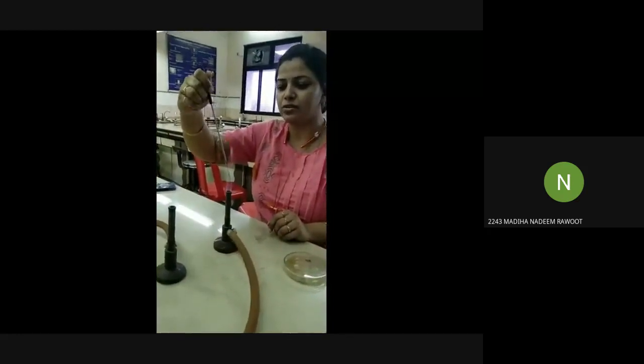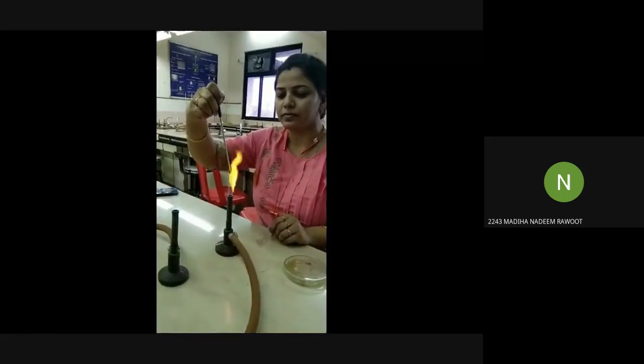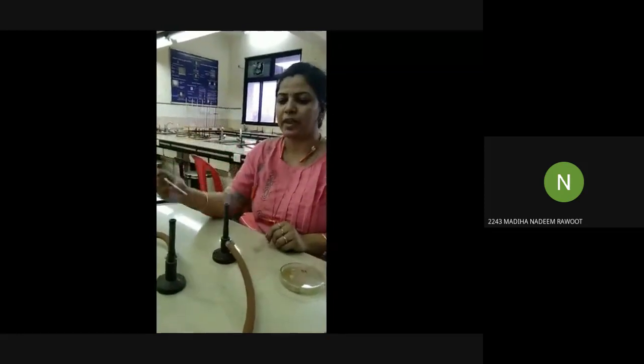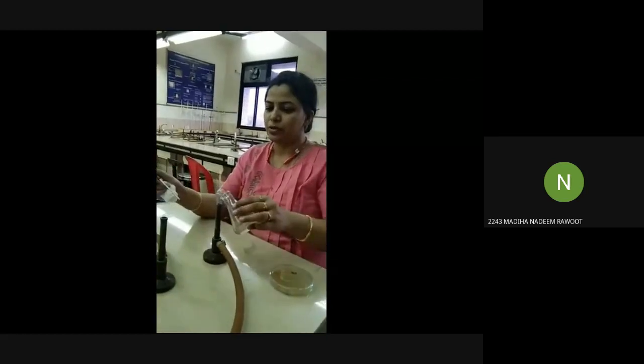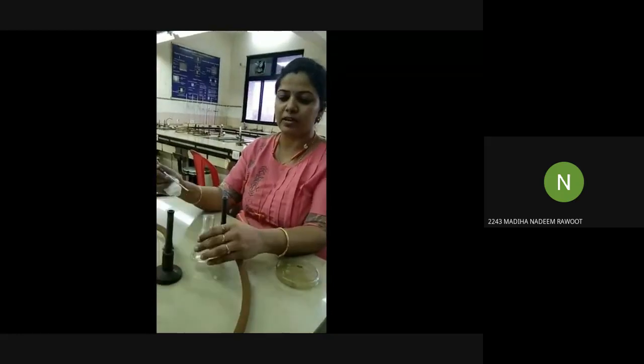Again we will take the nichrome loop and sterilize it. Just see how it turns red hot again. Keep it for 5 seconds, and then let it cool down. Once it has cooled down, we will take our suspension. Dip your loop in the suspension. You can see here there is a bubble on this loop. When this bubble is there, that means the culture is already on the loop.